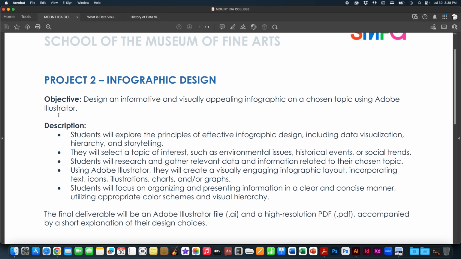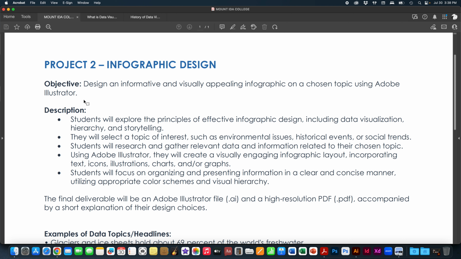So, of course, our objective here is to design an informative and visually appealing infographic on a chosen topic using Adobe Illustrator. So the topic is entirely up to you. You get to pick which topic you would like to do this on. And we'll get to where you can get that from, and I have a few examples in a minute, but just know that that part of it is entirely up to you.